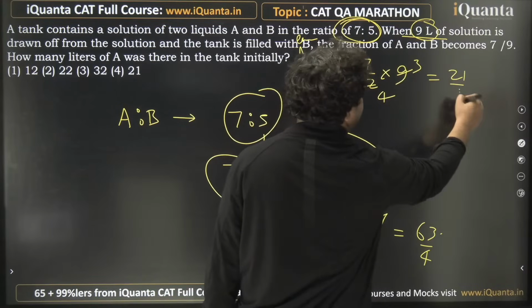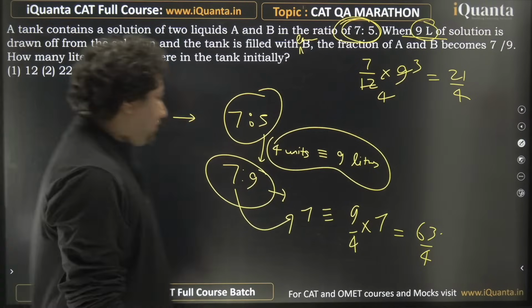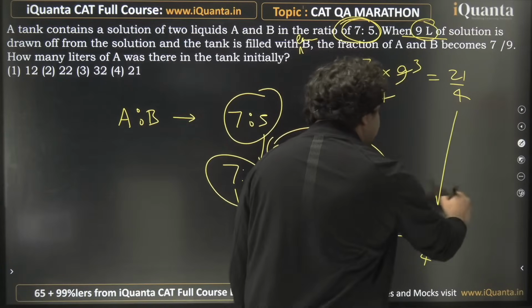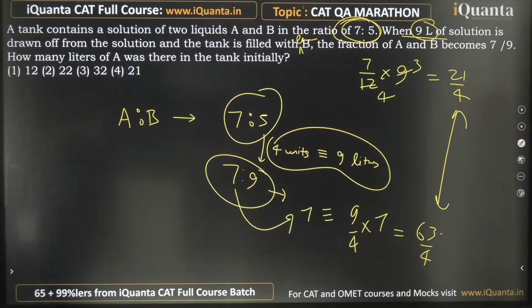This is 21 by 4. So 21 by 4 of A was already removed. 63 by 4 has remained. If I add these two, I'll get my answer. Is that right? So let us add them. 84 upon 4, we get 21 as the answer. Clear?